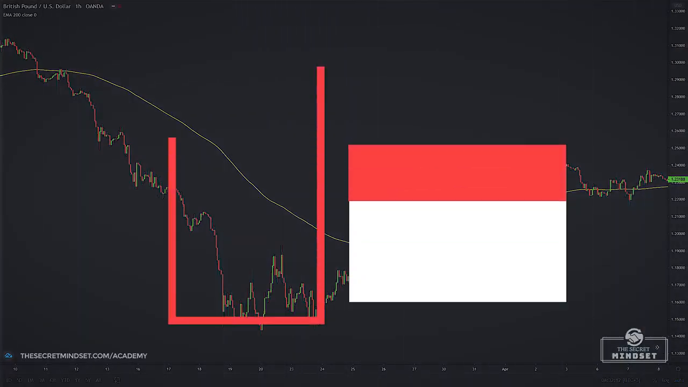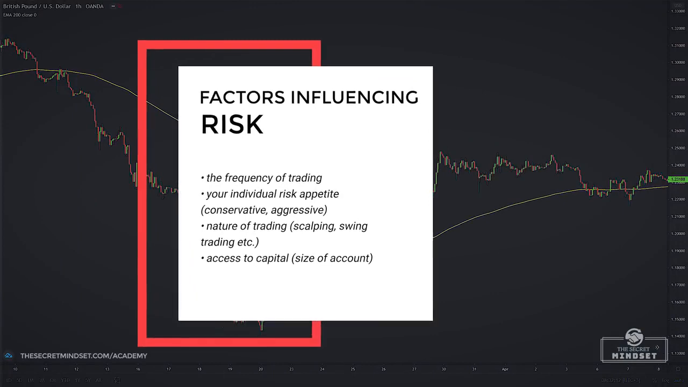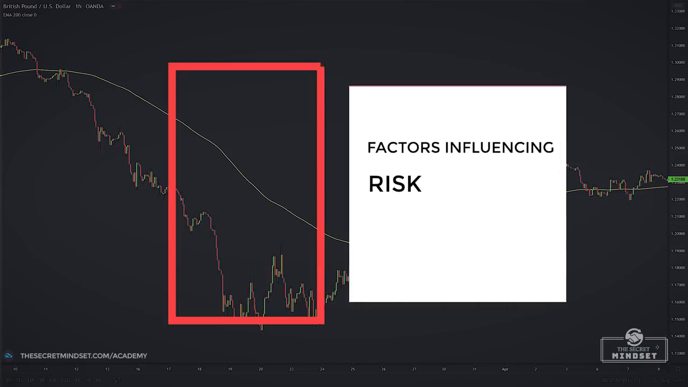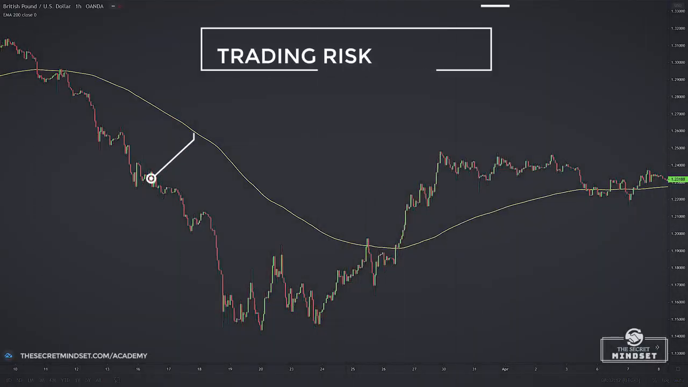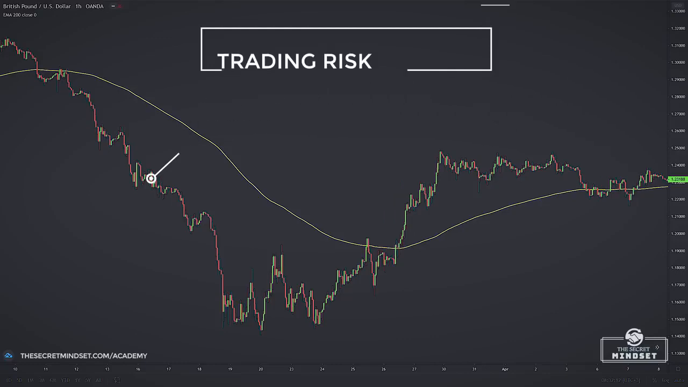Obviously, there will be other factors to consider as well, like the frequency of trading, your individual risk appetite, the nature of trading, and access to capital, meaning how much money you have at your disposal for trading or investing. But no matter how many factors you put in this subject, determining your risk per trade is usually a straightforward process that you are usually able to figure out with some basic trial and error.